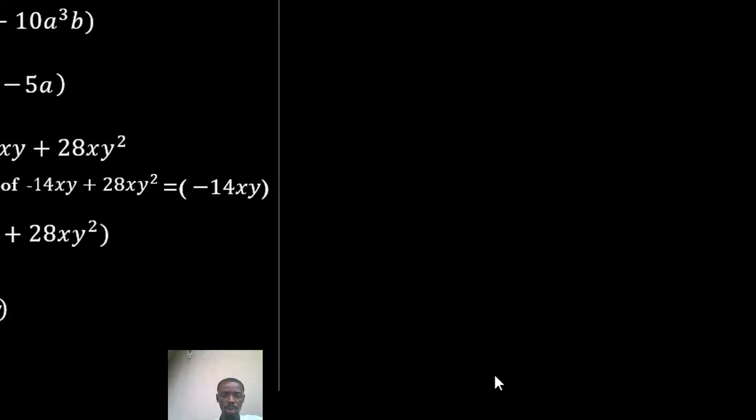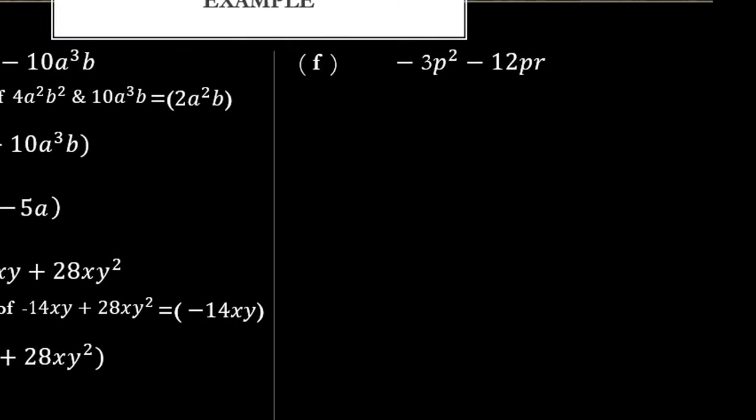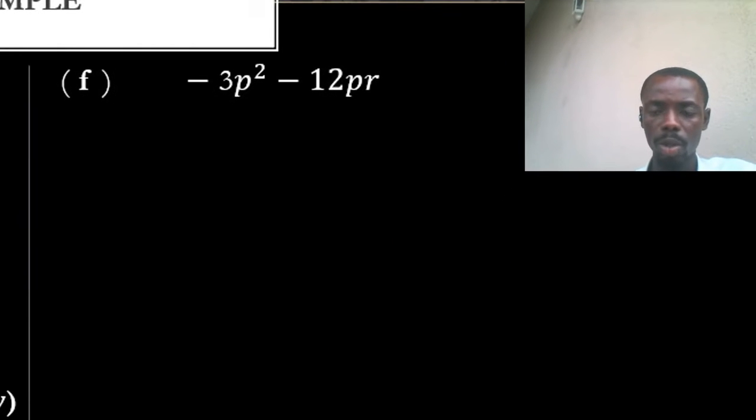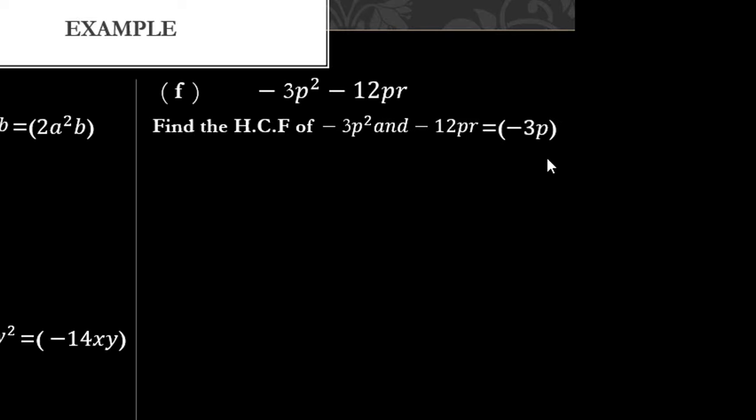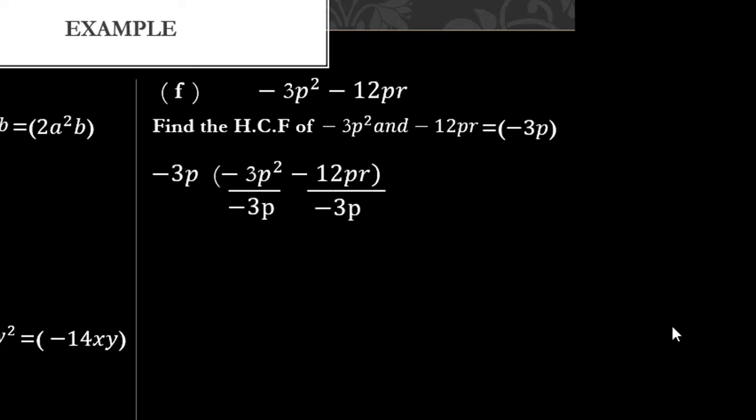Just this last one and we'll be done here. So 3 is common here, and I'm also seeing a p common. So I can have my HCF to be 3p. Oh, sorry, minus 3p, because I can have a minus there, another minus there. So minus 3p is common. Bring it out, and open a bracket for the terms and divide the two terms by the minus 3p.